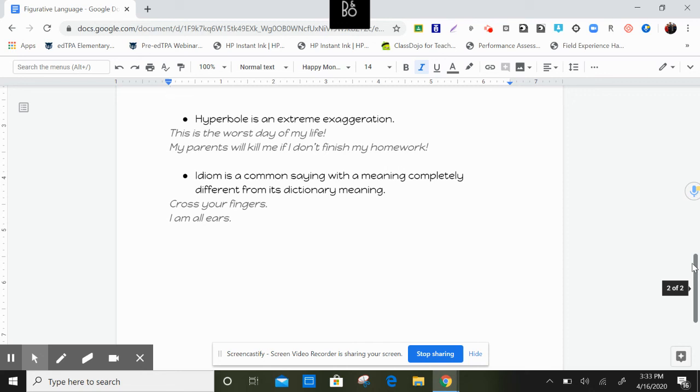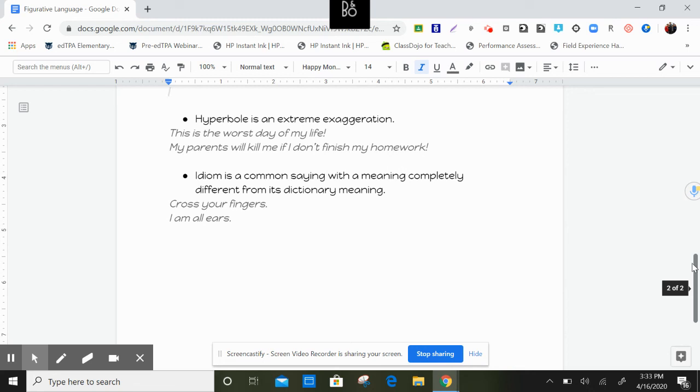An idiom is a common saying with a meaning completely different from its dictionary meaning. So, cross your fingers. Usually you'd say cross your fingers when you're trying to tell someone that you're hoping for them, that something will happen. You're keeping your fingers crossed for them. But we're not really sitting there with our fingers crossed, right? We're trying to tell that person that we're being hopeful for them. We're keeping our fingers crossed.